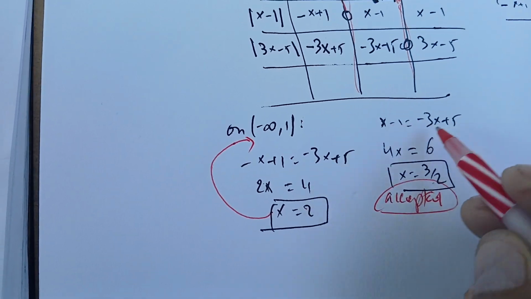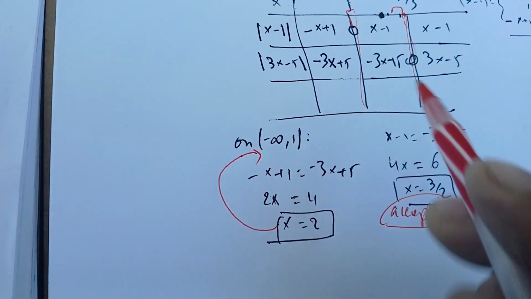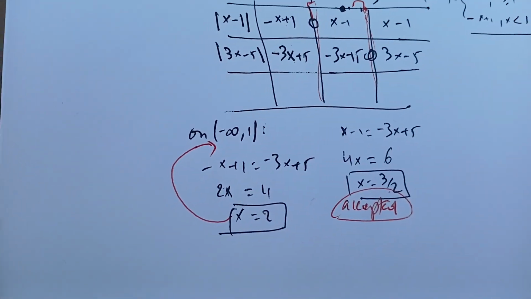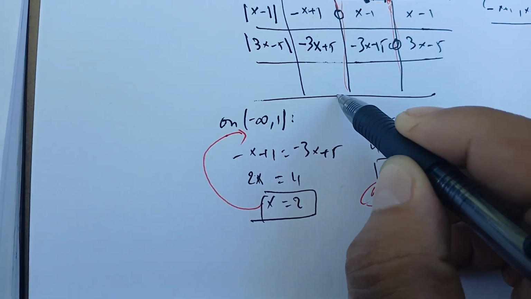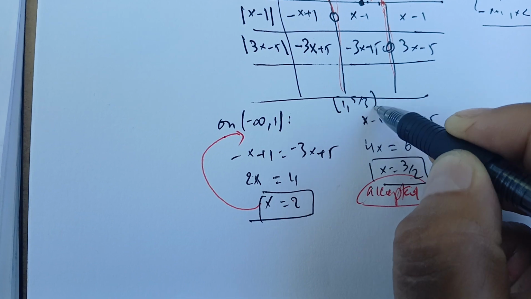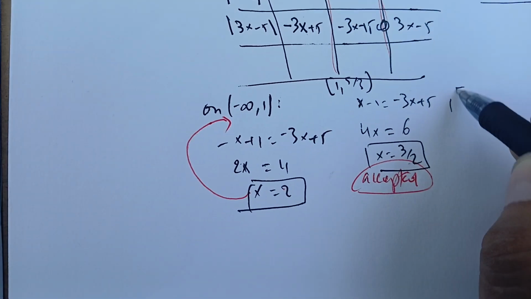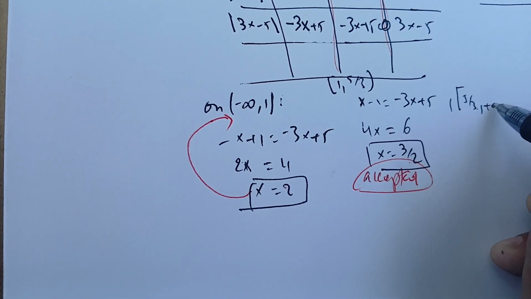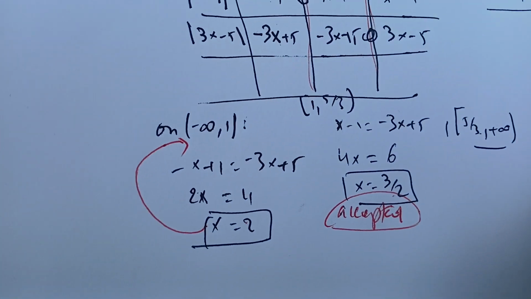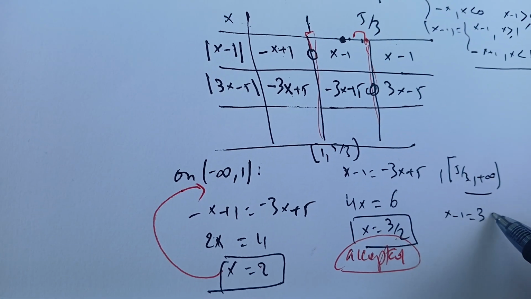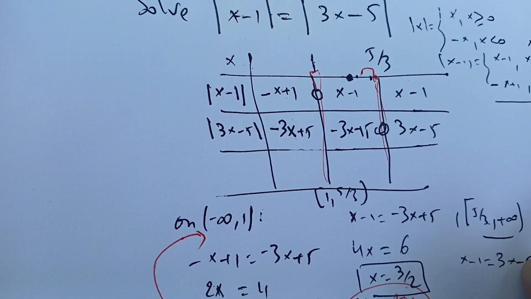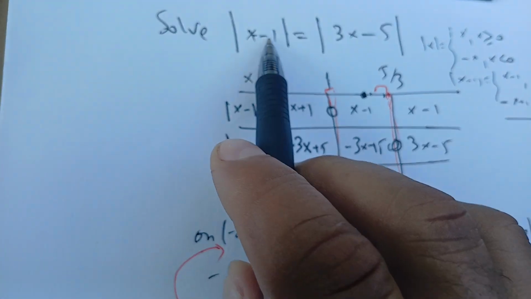Because it satisfies both equations and it is in this interval. Next, we're going to solve. So here we were in the interval 1 to 5/3. Now we're going to move to the interval 5/3 to plus infinity. So in this case we have x minus 1 is equal to 3x minus 5. So I'm solving this one, okay?